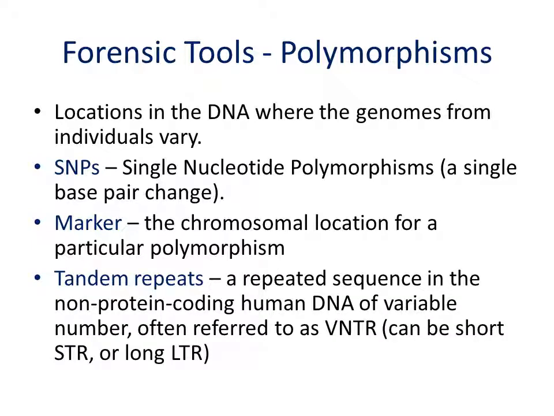Lastly, tandem repeats. So this is a repeated sequence. This is not in a gene. It's a non-protein coding region of DNA. And you can have great variability in this region. So if there's a particular tandem repeat, say CGGTA, for one individual, you might have 5 repeats of that, and for another individual, they might have 50. It's not actually changing the gene expression, it's just changing the number of repeats between genes at a particular location on a chromosome.